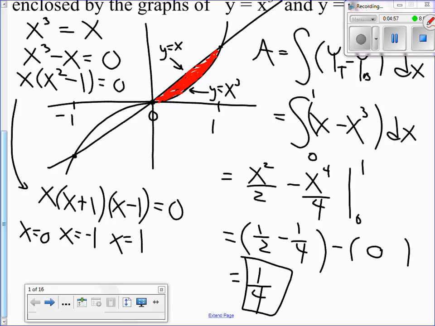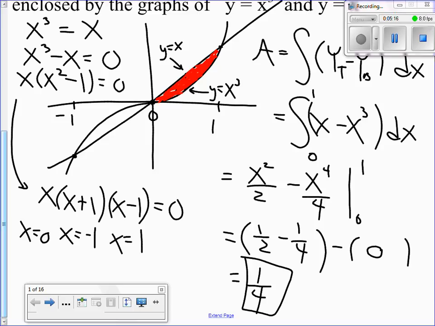That's good enough. Got it? Square units. Like if on the x-axis this was a foot, it'd be 1/4 of a square foot. You know, it depends what the units are. Square units, I will say.